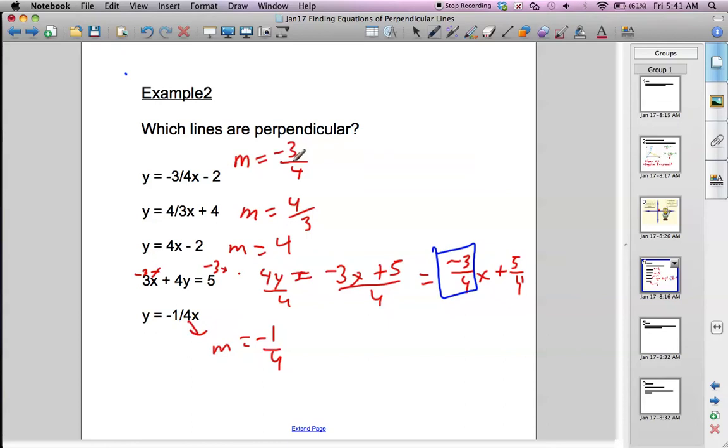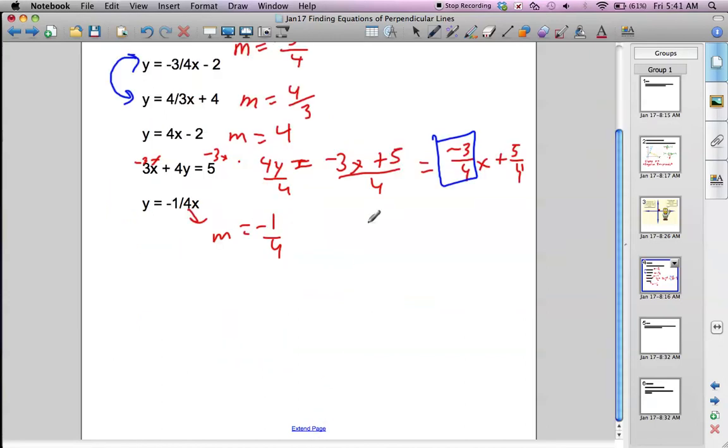So let's look carefully now for perpendicular lines. This is negative 3/4, and this one here is positive 4/3. So you see, one is negative, one is positive, and the fraction part they're reciprocals. So these two are going to be perpendicular to each other. Okay, these two lines are perpendicular to each other. Okay, so let's take a look at this now. This one here is negative 3/4, same as the first one, so actually this one and this one are also perpendicular to each other.